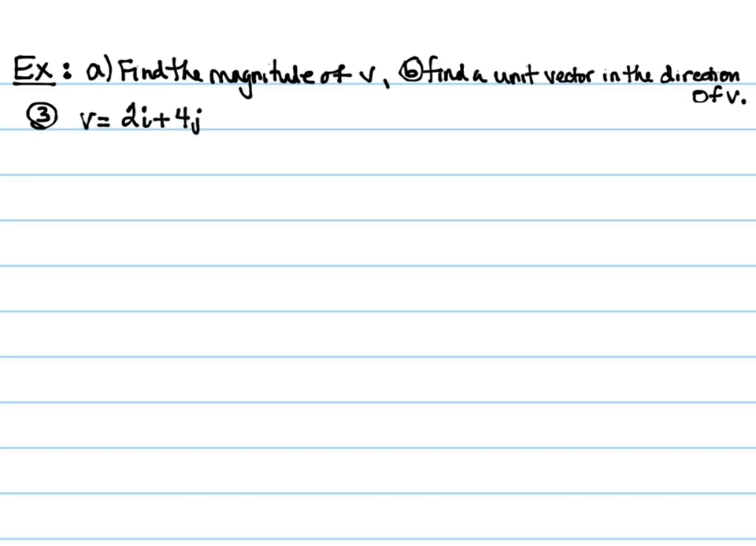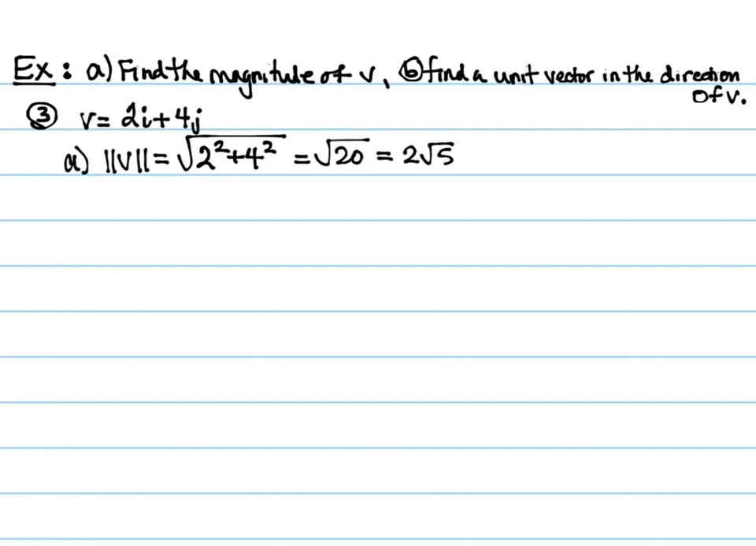Okay? So part A is to find the magnitude of V. So how do I find the magnitude of V? Great. Square root of 2 squared plus 4 squared. 2 squared plus 4 squared is what? 20. So this is square root of 20. And if I were to simplify that without approximating it, 2 square root of 5. Okay, so that's the actual length of this current vector.